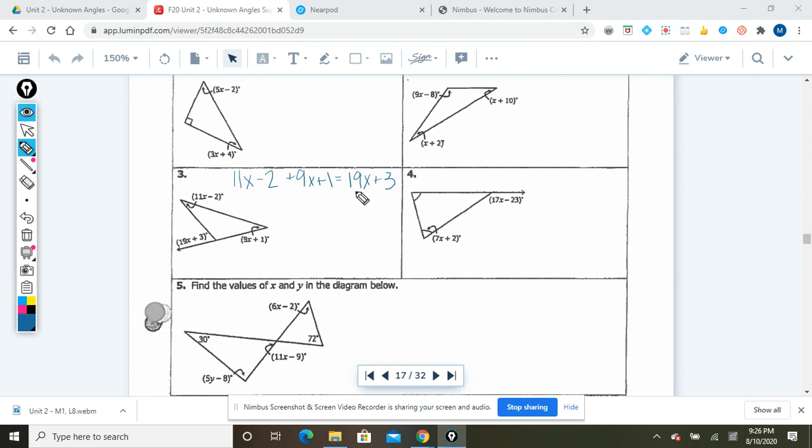Now, if you want to do the reverse and put the 19x plus 3 on this side and all this mumbo-jumbo on this side, that's fine. 11x plus 9x gives me 20x. Negative 2 plus 1 gives me minus 1 is equal to 19x plus 3. I'm going to subtract 19x from both sides. So I get 1x, or just x, minus 1 equals 3. Add 1 to both sides. And I get x is equal to 4, or 1x is equal to 4.